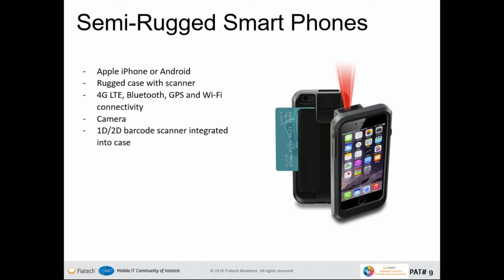So the other classification of smartphone is, again, like that iPad, a semi-rugged version of it for an iPhone or an Android phone. So this, again, is a snap-on case that allows a laser scanner to be included as well. This is sort of one example. You don't need the credit card scanner in this photo here, but the point is that you can easily get a laser scanner built in on a phone like this to actually do your task very quickly.